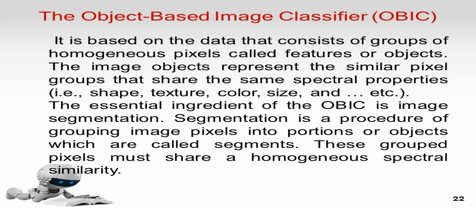The object-based image classifier is based on data that consists of groups of homogeneous pixels called features or objects. The image objects represent similar pixel groups that share the same spectral properties such as shape, texture, and color. The key component of object-based image classification is segmentation. Segmentation is a procedure of grouping image pixels into portions or objects, which are called segments. These grouped pixels must share a homogeneous spectral similarity.